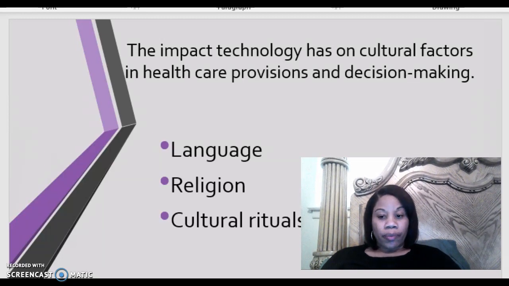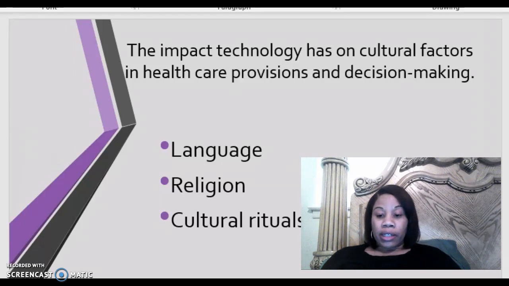The impact technology has on cultural factors in healthcare provisions and decision making are language, religion, and cultural rituals. Language is one of the significant factors in healthcare that causes issues that sometimes make the patients as well as the physicians uncomfortable. In this day and age, we must all have a plan on how we handle these cases where both the office staff and the patients are heard and the patients understand their treatment plan.